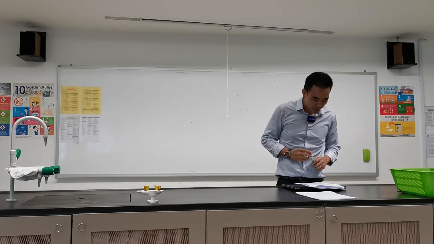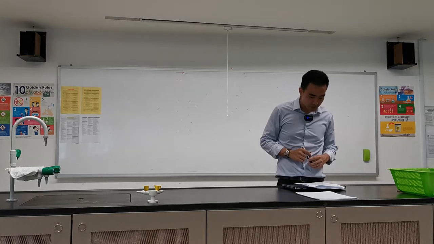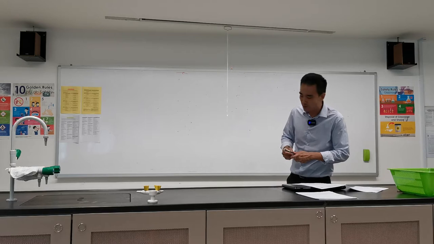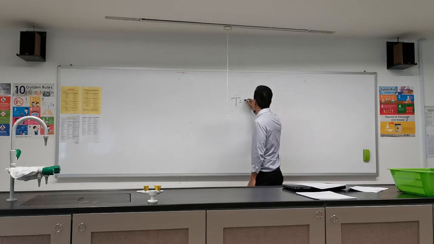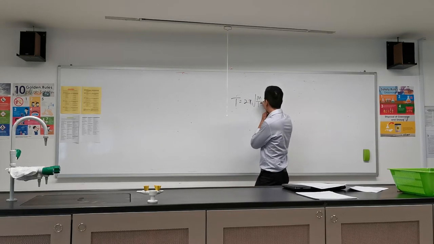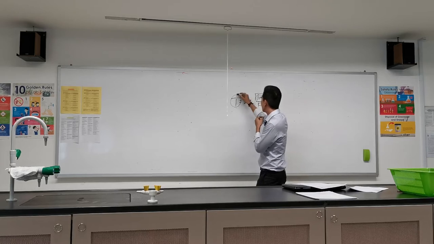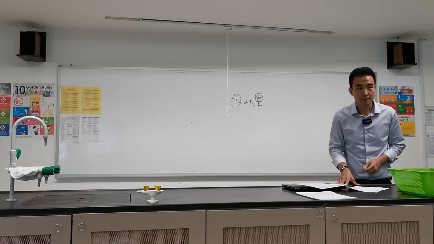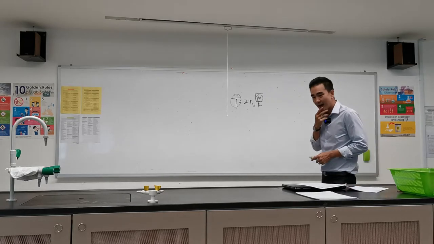What would be a suitable graph for the student to plot in order to determine the value of the spring constant? To answer this question, we need to go back to the equation. T equals 2 pi square root of m over k. You got this value, you got this value. So what should you plot to get the value of k? Or what should you plot to get a straight line in the first place?